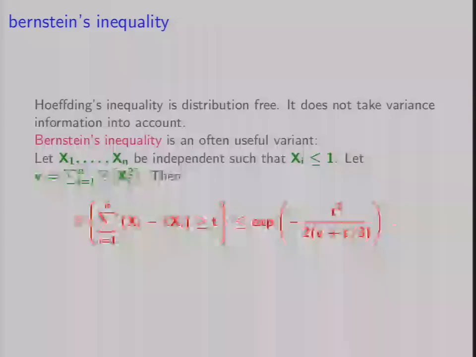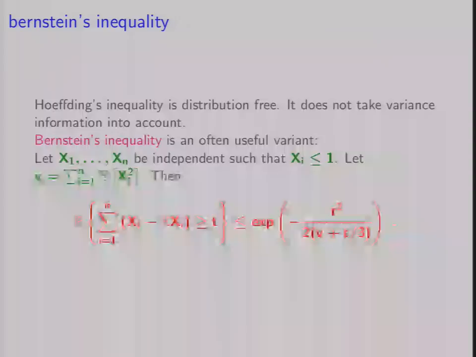Let's look at this inequality. What it says is that now if we have independent random variables, these can be negative. Here, the only thing we assume is that they are less than or equal to 1. And we have this V thing, which looks like a variance. So if these guys had 0 mean, then this would be the variance, but this is just the sum of the xi squares.